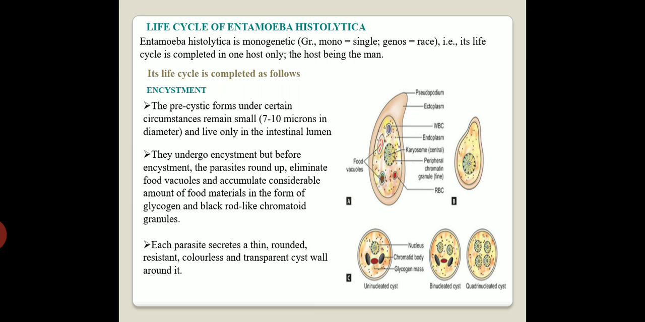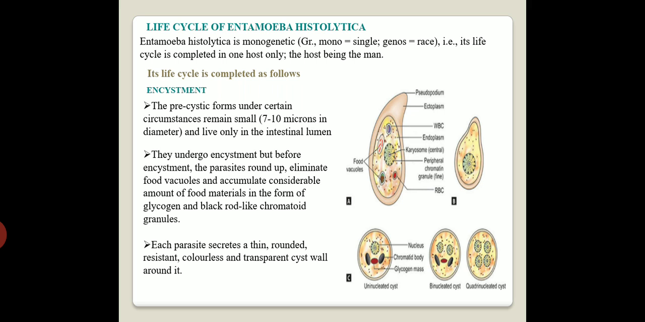It's an important character of a protozoan, that is encystment, a protective wall which is created on the outermost layer. In encystment, the precystic forms, under certain circumstances, remain small, that is 7 to 10 microns in diameter, and live only in the intestinal lumen.